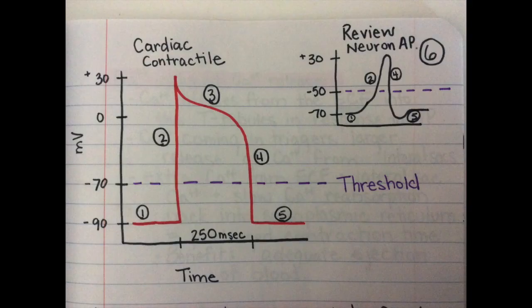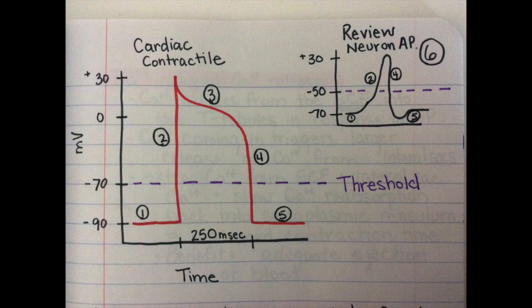Contractile cardiac cells follow a similar pattern as a neuron. It has a negative resting potential of negative 90 millivolts. When it receives a stimulation from gap junctions or other stimulating input, it will reach threshold of negative 70 and then rapidly change to a positive millivolts. This rapid change is accomplished by the opening of sodium channels, which allow sodium to rapidly rush into the cell.